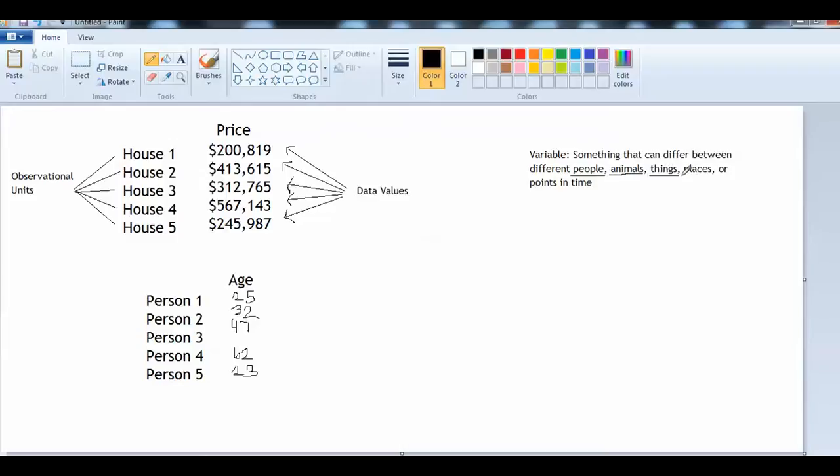What's something that varies across different places? Well, different cities have different populations, so population would be a variable. Different cities also have different elevations, so elevation would be a variable.